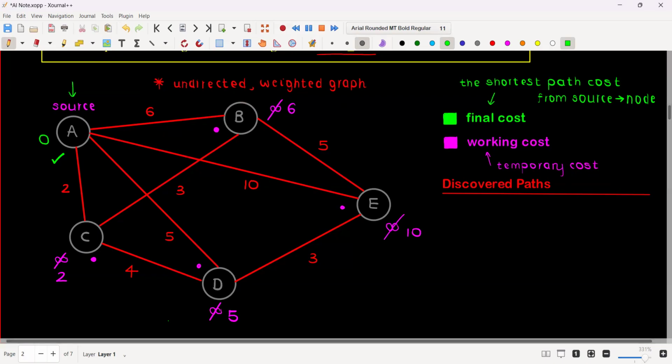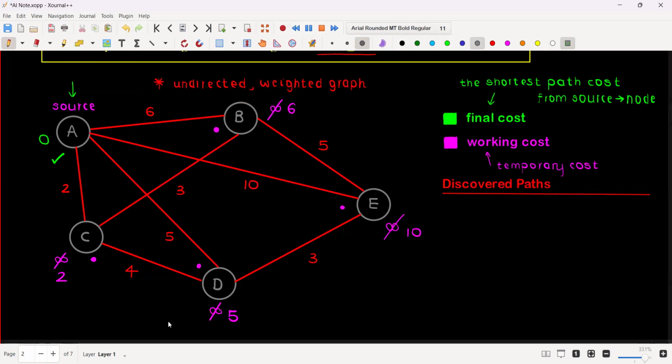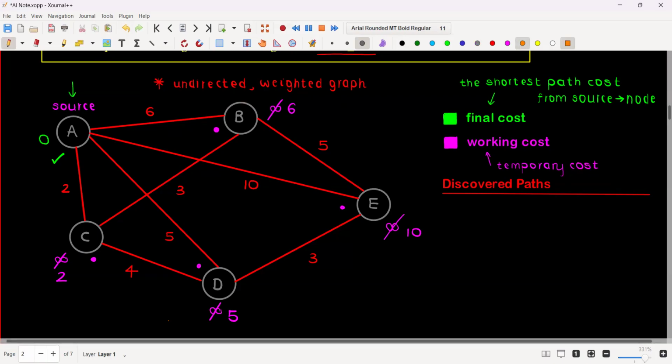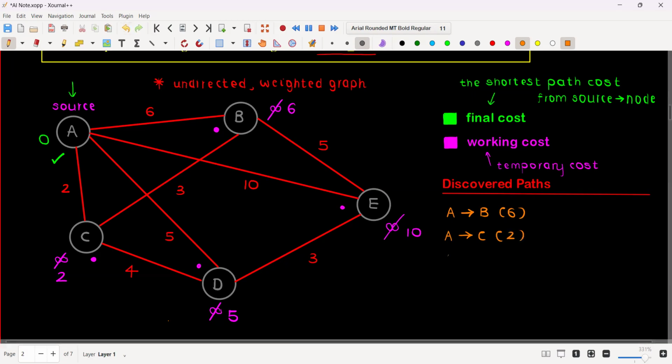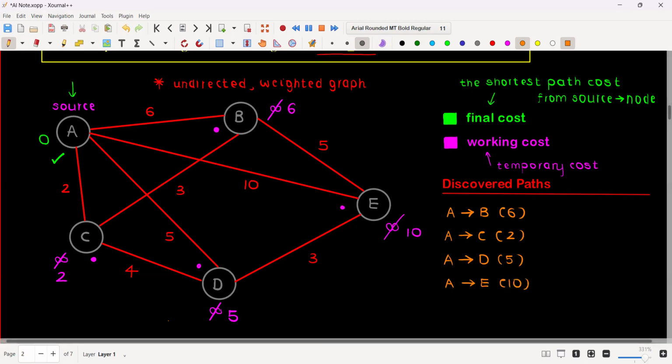And one thing we do while we discover these paths is we write them down in the working area of the exam. So let me just go through this once again. We first discovered the path from A to B, which I can write down under the working or the discovered paths section with a cost of 6. And then we discovered the path from A to C with a cost of 2. And we discovered the path from A to D with a cost of 5. And then we discovered the path from A to E with a cost of 10. Declaring these costs as the final working costs for this round of Dijkstra.